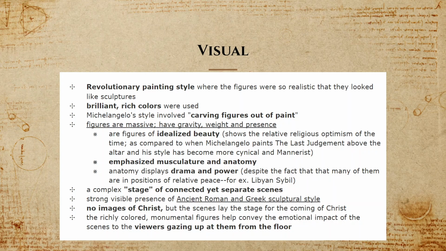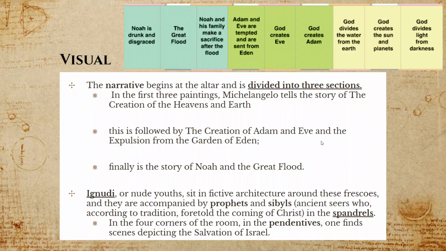Because we're looking at Old Testament, we are not seeing Christ, but all of the kind of lead up to Christ. And then because the figures are so big, we get a sense of that kind of emotional impact, even though the ceiling is so high up. So he has to paint these figures bigger because people can't see them otherwise. So he's being very smart, very careful with everything.